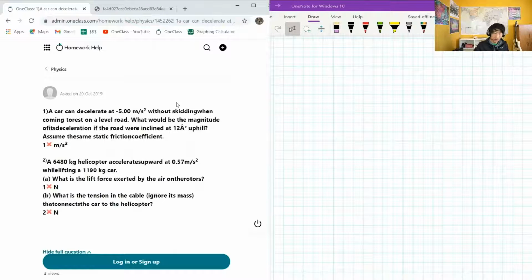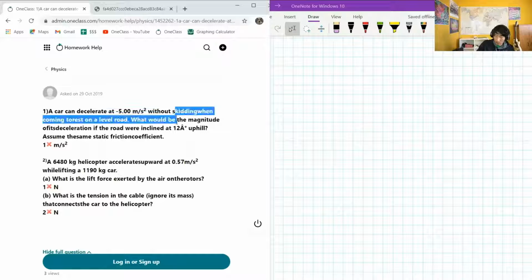Okay, so this is the next question that we got on the menu today, a two-part question. Let's just address the first part on its own first, and then we can move on to the second part. So the first question is asking us, a car can decelerate at -5 meters per second squared without skidding. That just means this is its maximum acceleration. And this was tested on a level or a flat road.